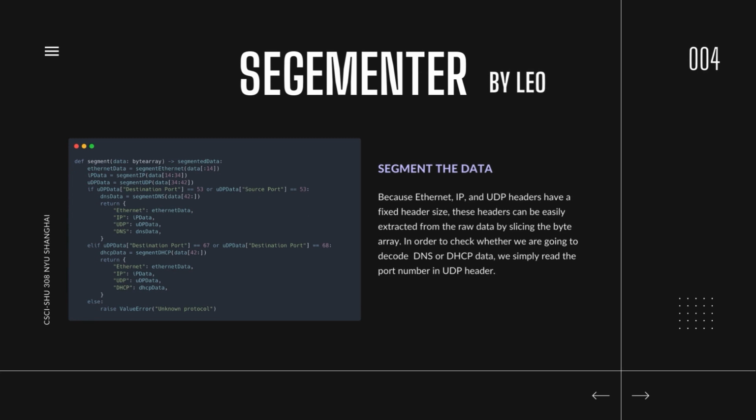Hello everyone, I'm Yufeng. Next, I'm going to talk about the segmentation of the data and the decoding of the IP, Ethernet, and UDP header. First, for the segmentation of the data, because Ethernet, UDP, and IP headers all have fixed lengths, we can simply segment the data by slicing the byte array at a given position, as shown in the graph in the slide.